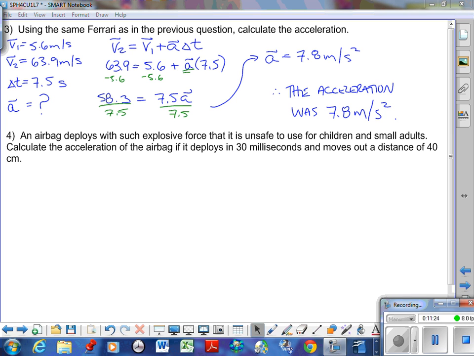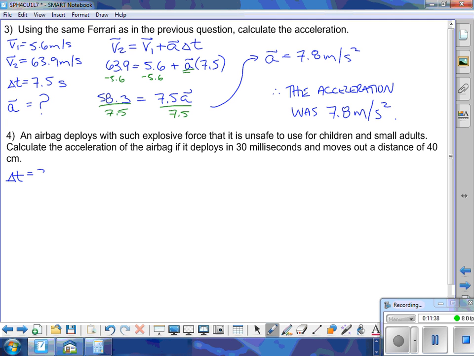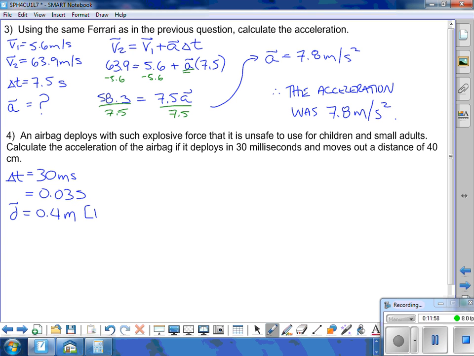All right, our fourth example. An airbag deploys with such explosive force it's unsafe to use for children and small adults. Calculate the acceleration of the airbag if it deploys in 30 milliseconds. Now, I'm not too keen on doing this on a test. 30 milliseconds, divide that by 1,000. I'm not too concerned. You're not going to see too many conversions on tests because it's not really the focus here. It moves out at a distance of 40 centimeters. So that's 0.4 meters forward.